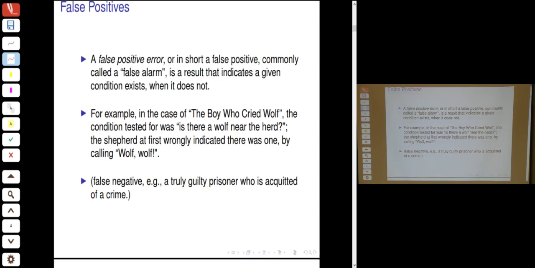A false negative, on the other hand, is a situation where some condition actually exists, but the report says that there is no problem, there is no medical condition existing. An example is that a truly guilty prisoner is acquitted of a crime. The condition that we were looking for actually exists, but the report or our procedure somehow throws up the answer that it does not.